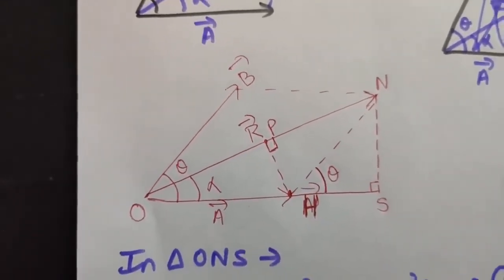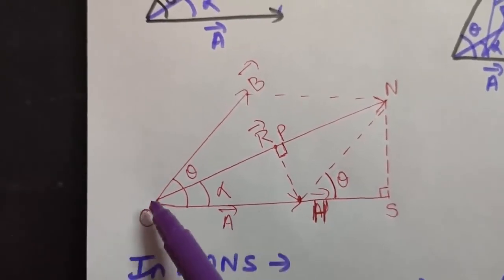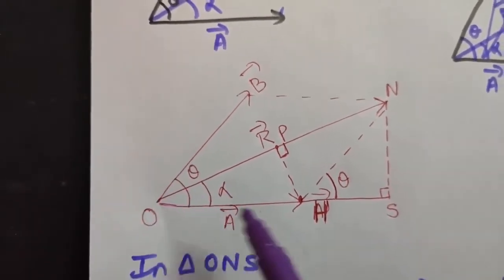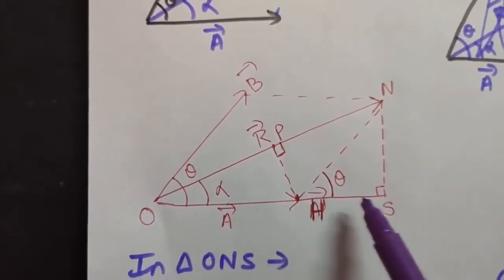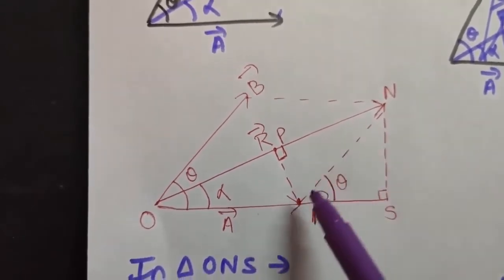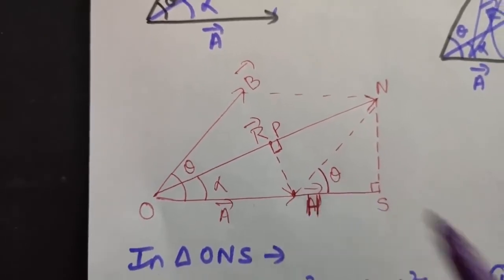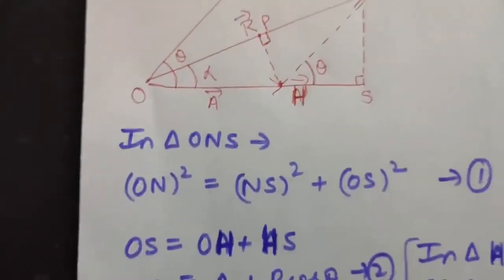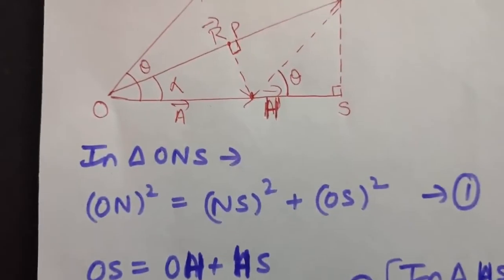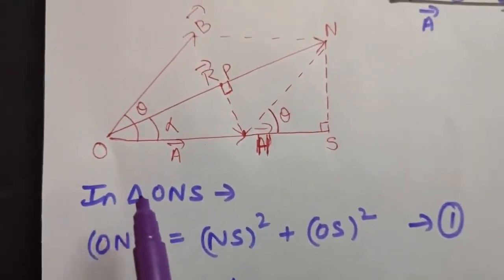Okay, now look clearly, this is your A vector and this is your B vector. Angle between them is theta. Similarly, this vector is parallel to A and this line is parallel to B. So this angle will also be theta. Now, to calculate the value of R, let us see in triangle ONS.